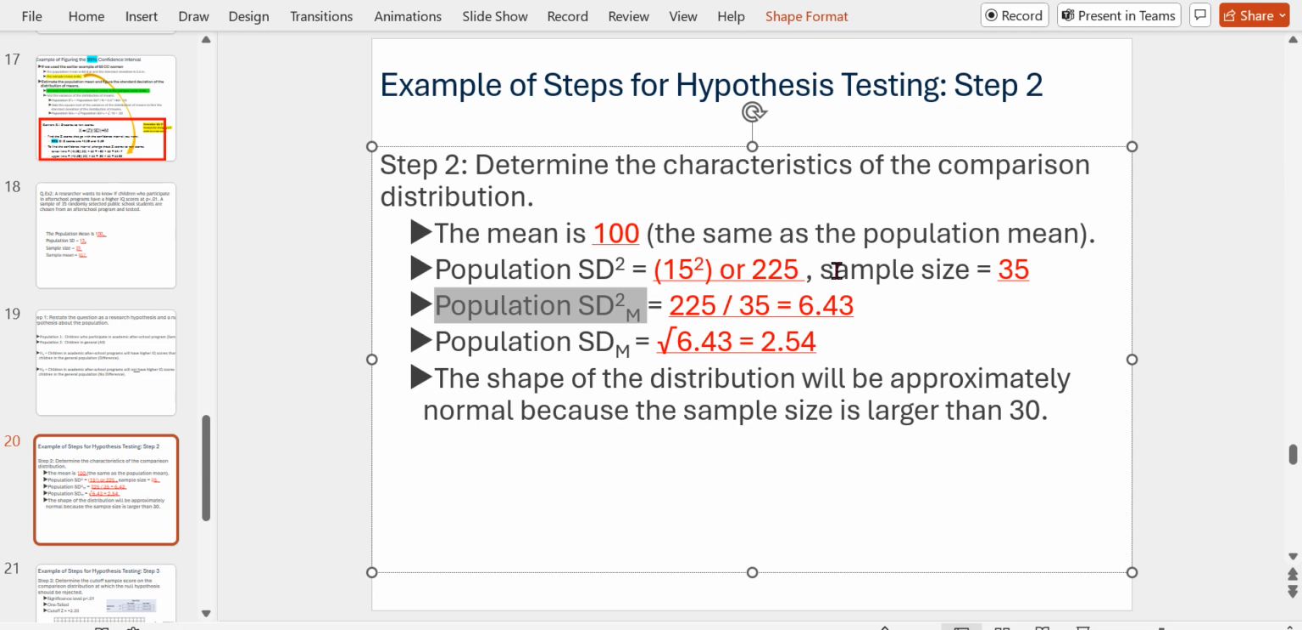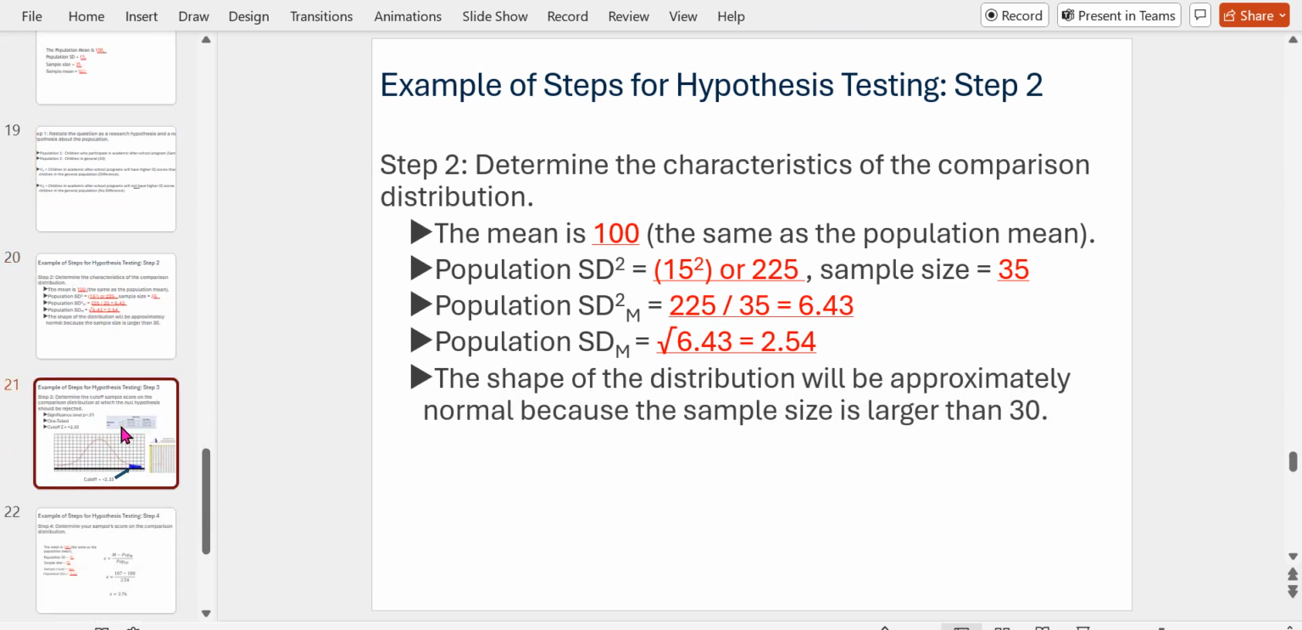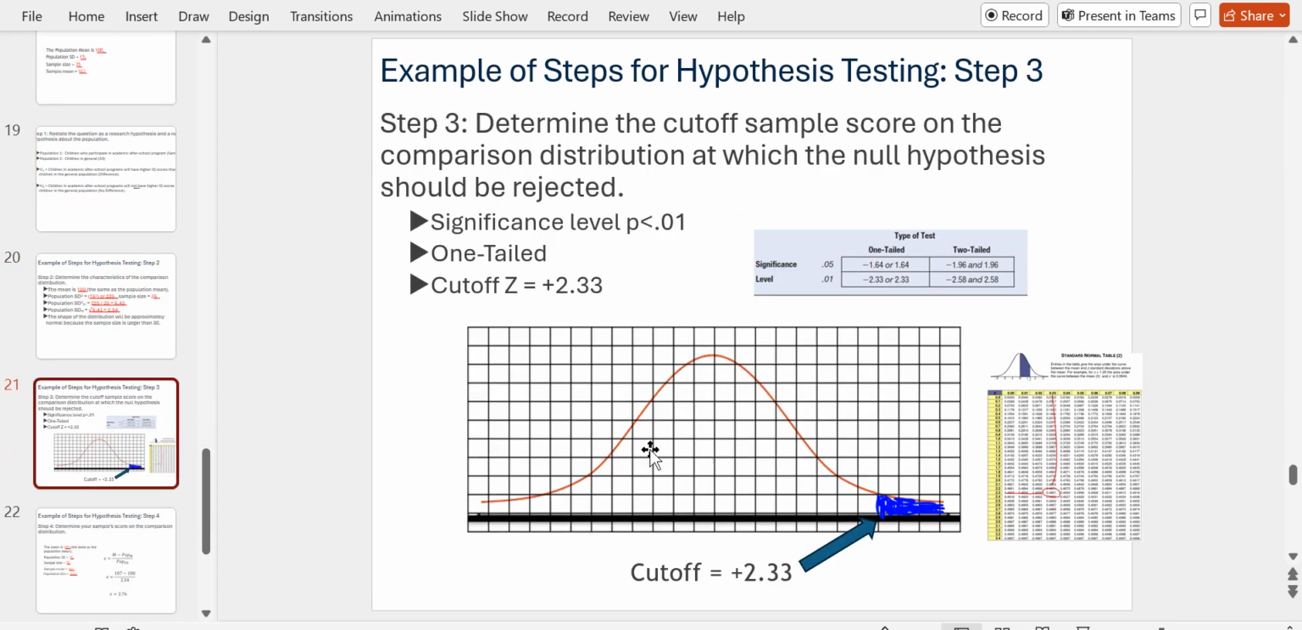And now we square root that and we get the standard deviation of the DOM. And that gives us 2.54. So now we have all the information that we need to calculate this, and the shape of the distribution will be approximately normal because it's greater than 30. So, step 3, determine our cutoff values. So we're looking at 99% one-tailed because we're only looking at higher.